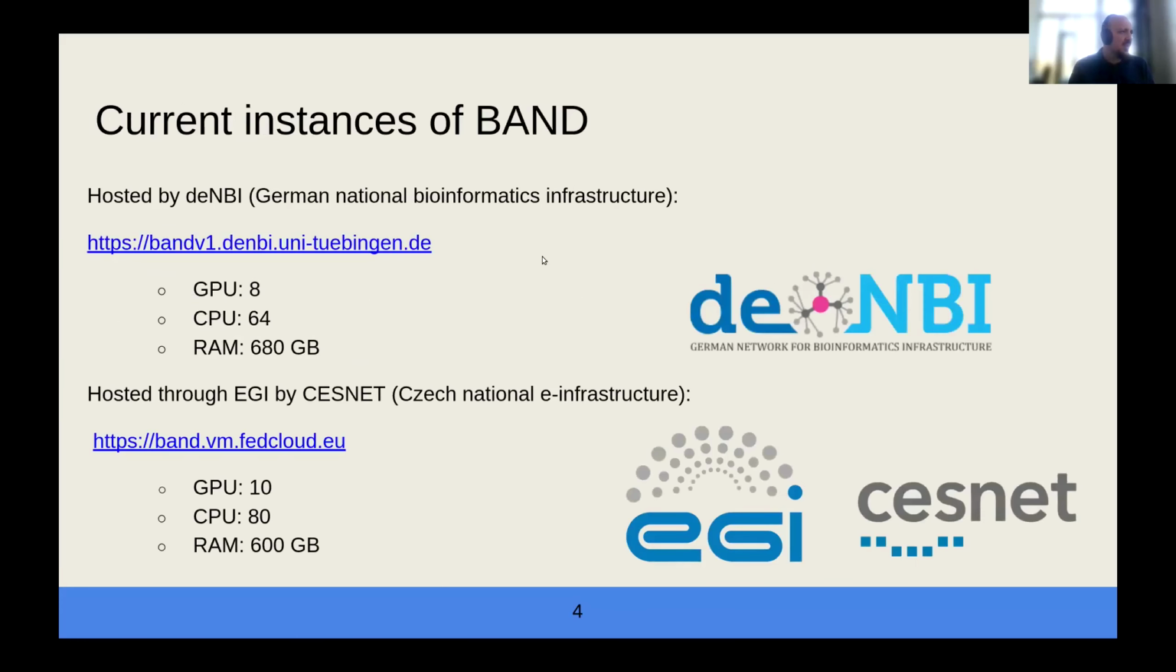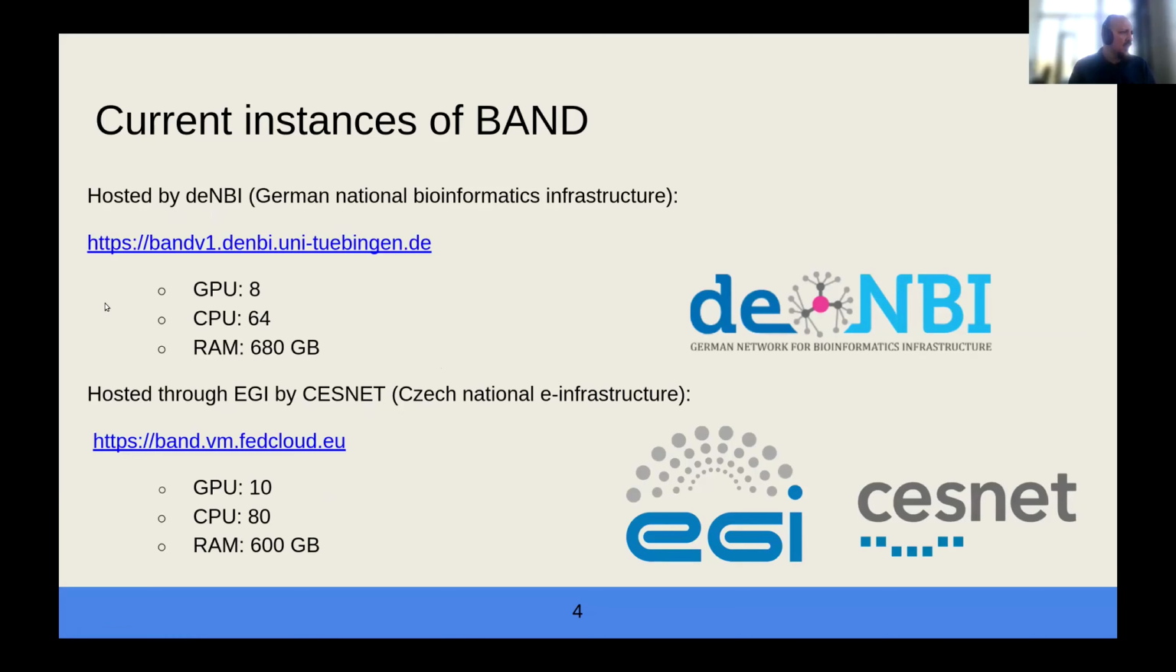Then there are currently two instances of BAND. One of them is on the DEMBI cluster, the Tübingen cluster. DEMBI is the German National Bioinformatics Infrastructure, and here are the total amount of resources available on this one. And the other one came only two days ago. So you already heard about CESNet. This instance of BAND is hosted through EGI on the CESNet, the Czech National E-Infrastructure, and here are the resources belonging to this instance.